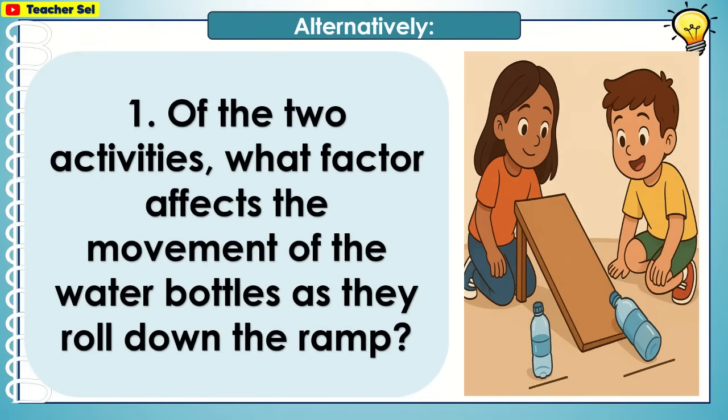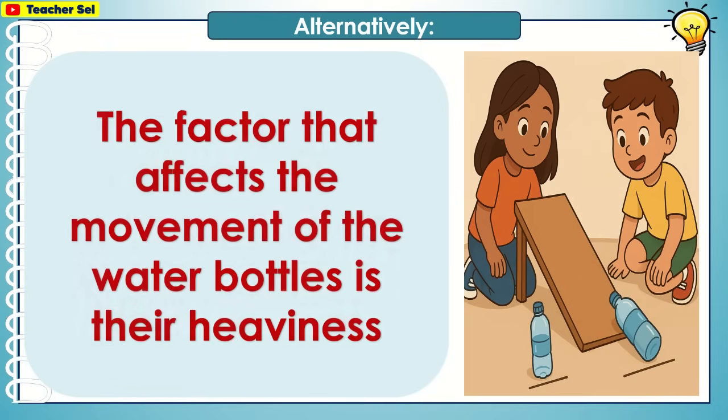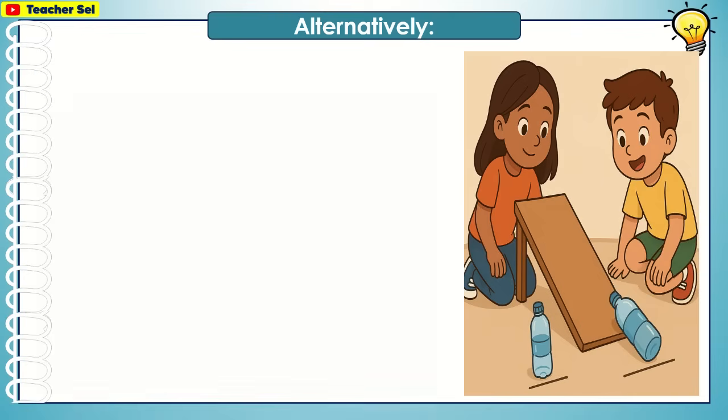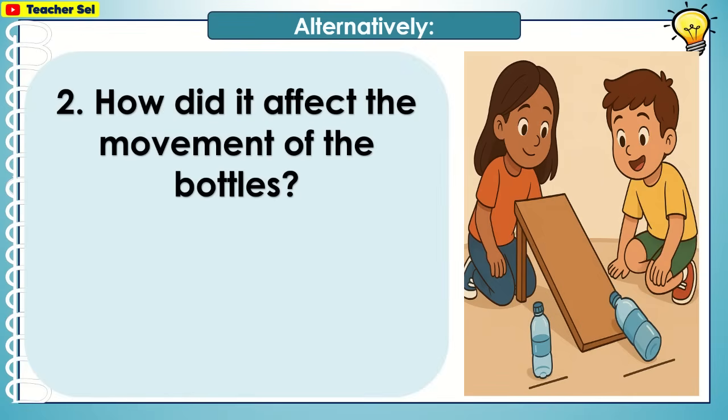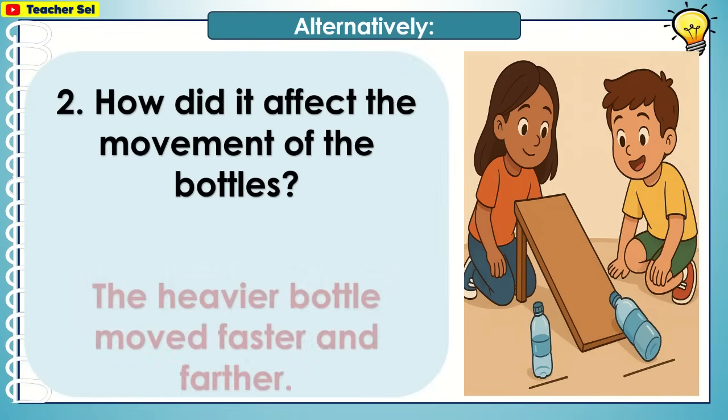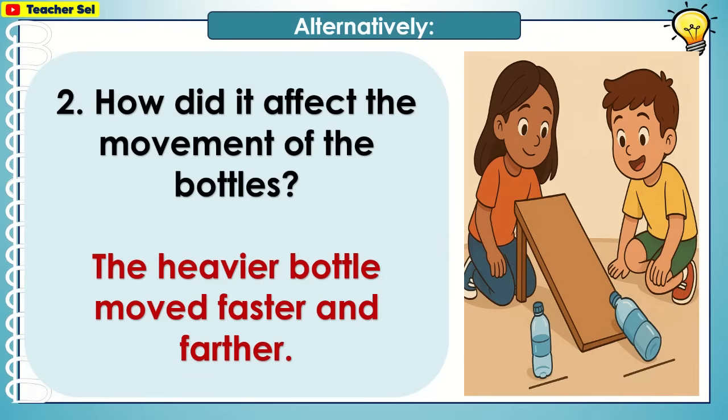Of the 2 activities, what factor affects the movement of the water bottles as they roll down the ramp? The factor that affects the movement of the water bottles is their heaviness. How did it affect the movement of the bottles? The heavier bottle moved faster and farther.